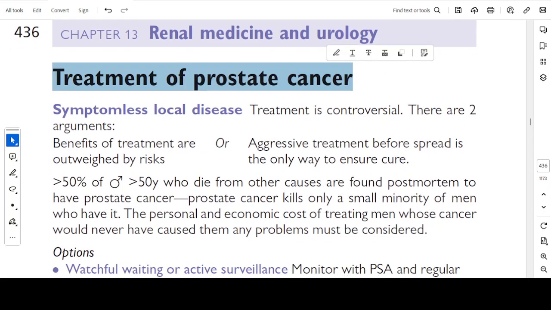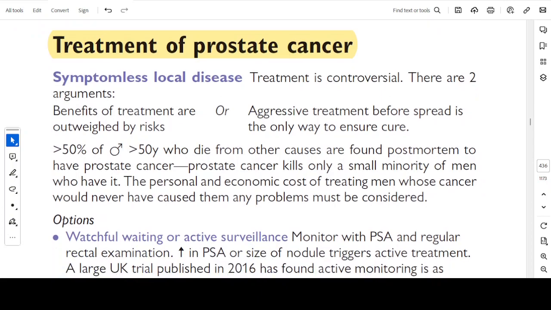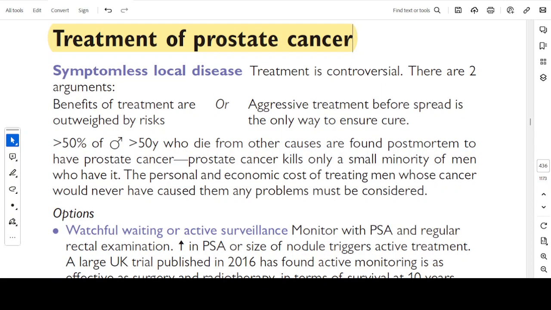Treatment of prostate cancer. Symptoms or symptomless local disease. Treatment is controversial. There are two arguments: benefits of treatment are outweighed by risks, or aggressive treatment before spread is the only way to ensure cure.